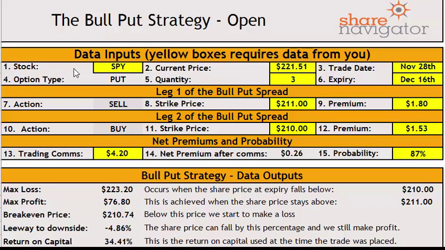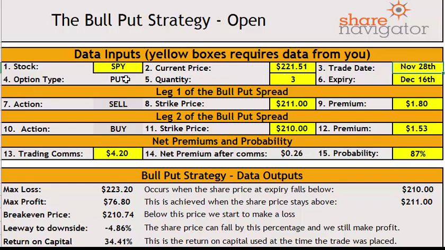The first data point here is the stock, which is SPY, but let's say you wanted to do it on Apple, you would just change that to Apple. But we've set up an example here with SPY, so we'll talk you through that. The current price is just where the share price is currently trading. SPY was trading at 221.51 when we gave you this example. The trade date, today's date, is November the 28th. So whatever date you anticipate placing this trade, you would just put in there.